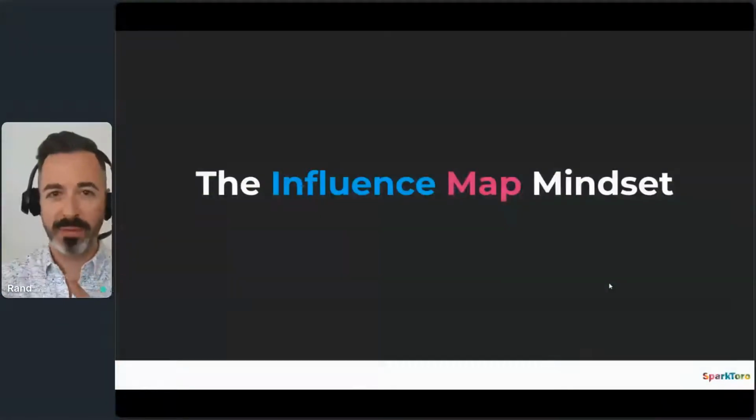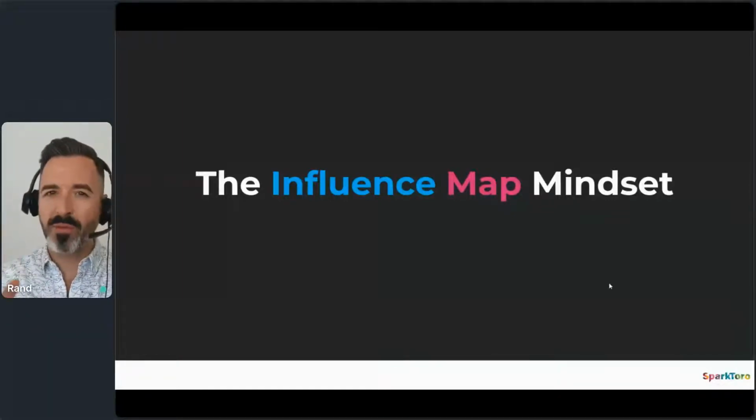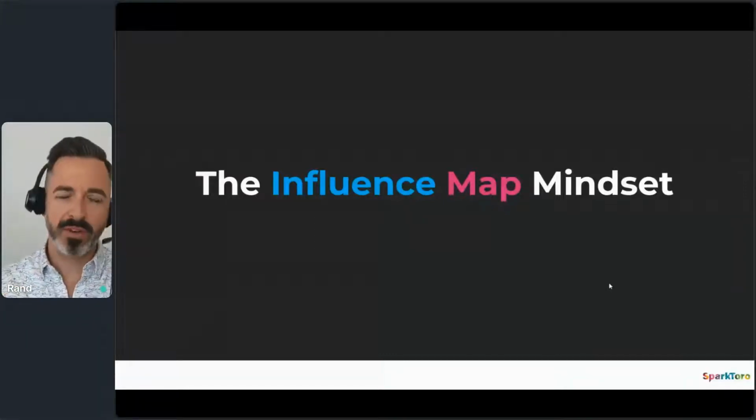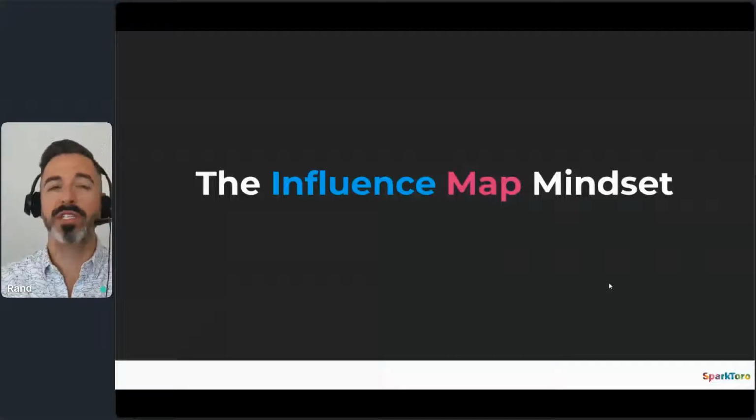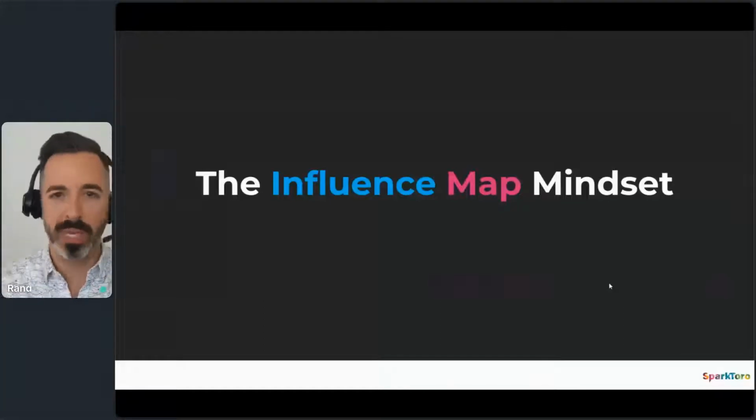Okay, so B2B, B2C. How do we try and think about this, like conceptualize it? I found a framework I actually really like. It's called the influence map. It's used by behavioral psychologists. So behavioral psychologists essentially use it to understand where they can influence behavior change in a population.